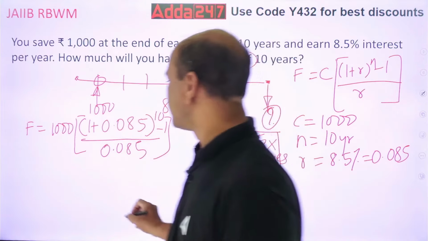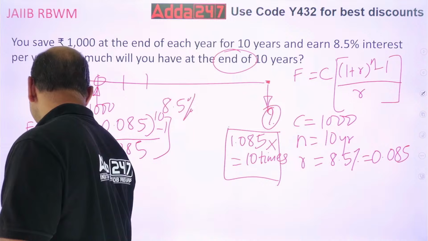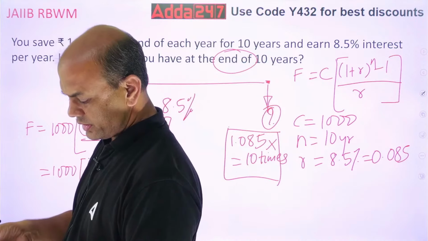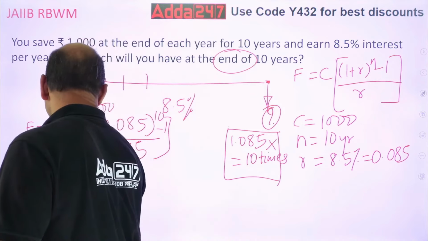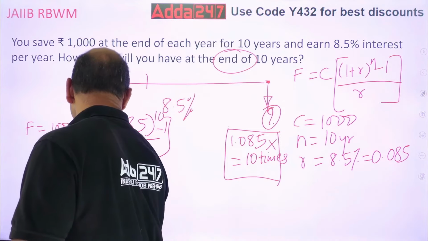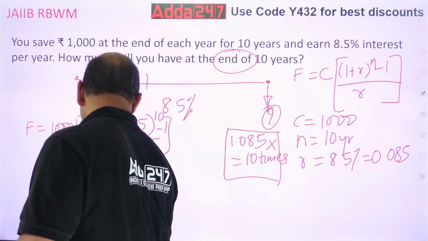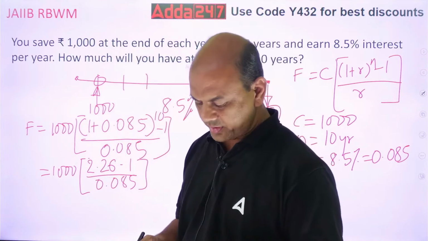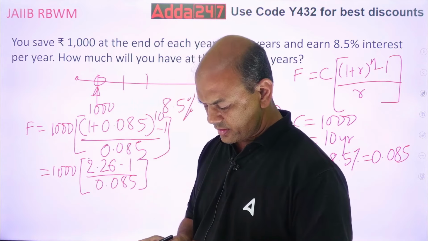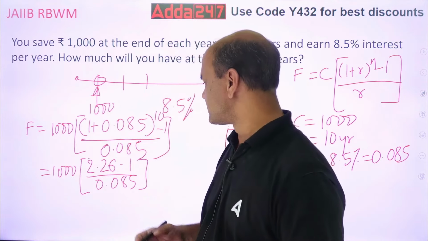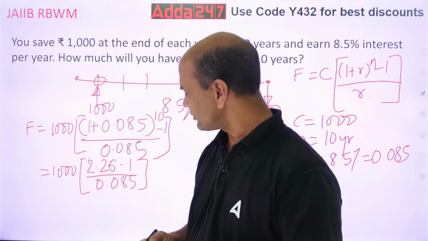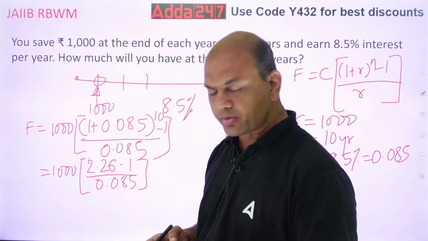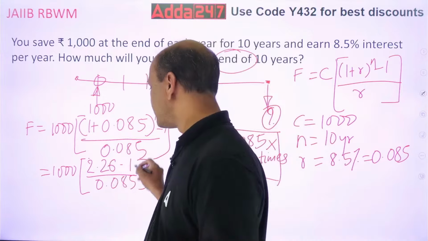So get the answer. It is 1000 into, what is it? 2.26 minus 1 upon 0.085. Now solve this. 2.26 minus 1 means 1.26. You are getting it over here, divided by 0.085. What are you getting? 14.83. You are getting this answer.